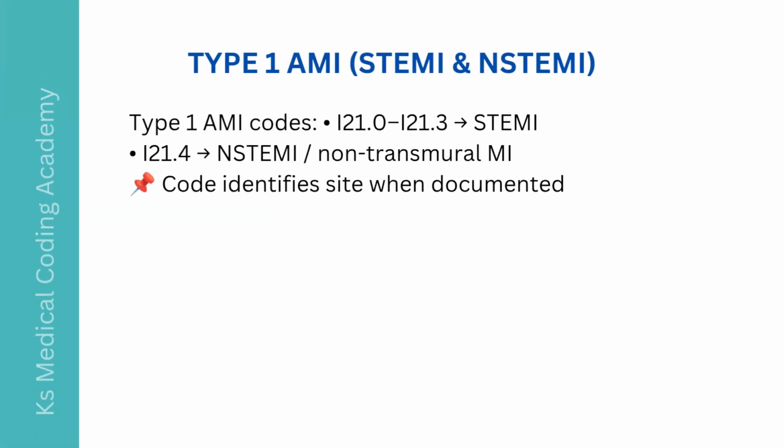Type 1 AMI, STEMI and NSTEMI. Type 1 myocardial infarctions are coded as I21.0 through I21.3 for STEMI, and I21.4 for NSTEMI or non-transmural MI. When documented, the site of the MI must be coded.